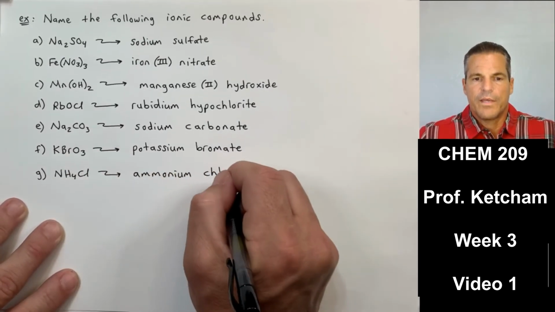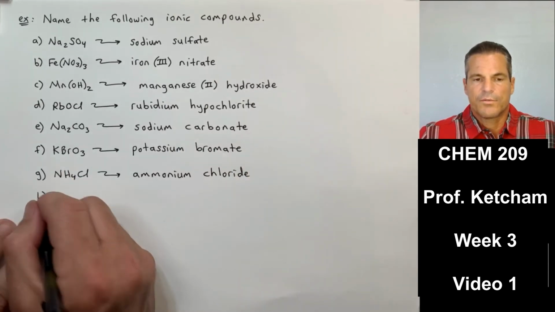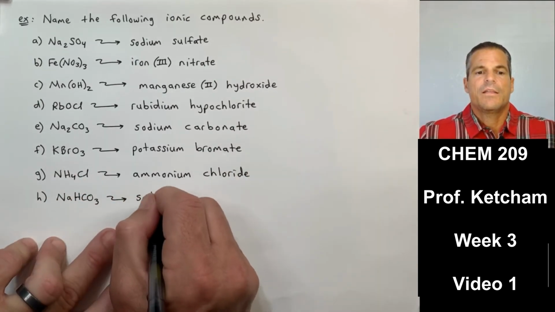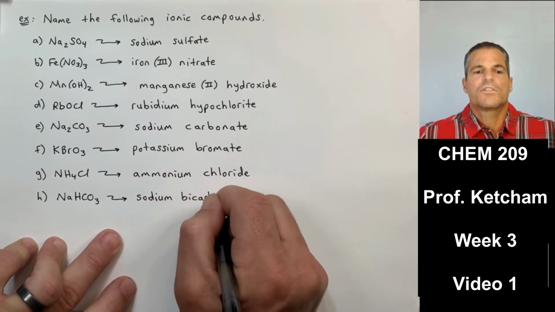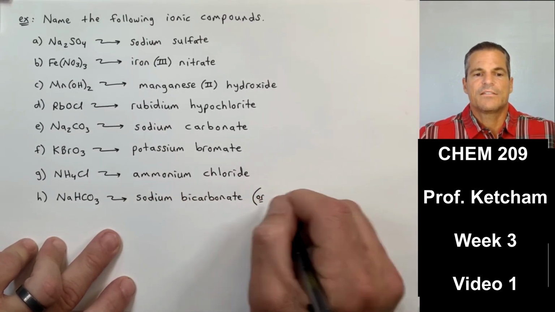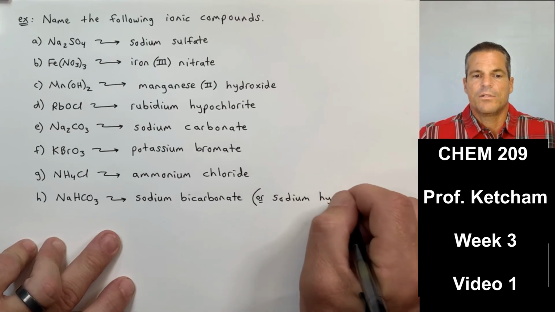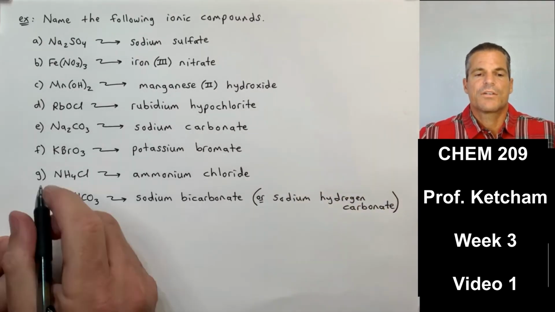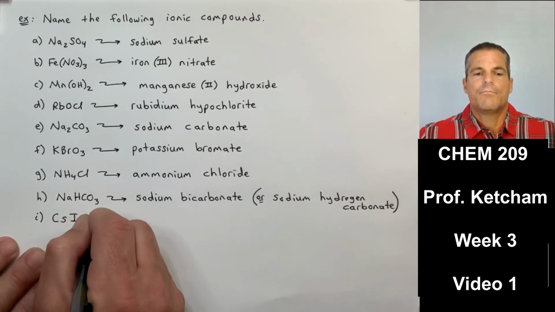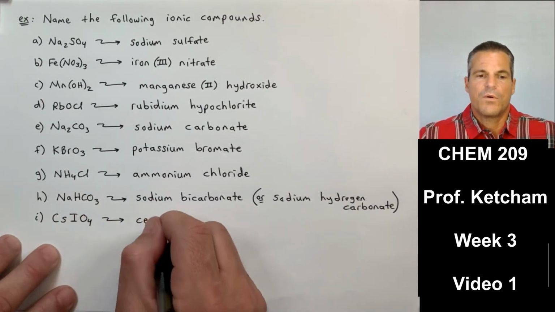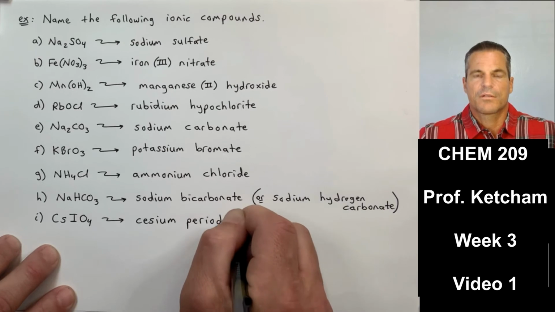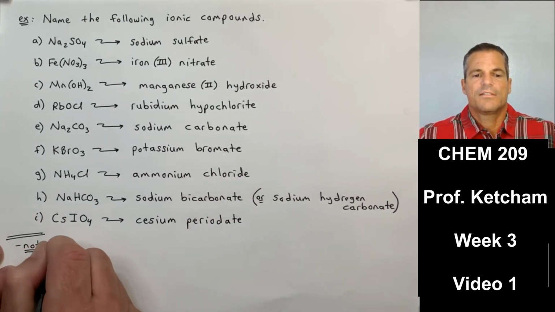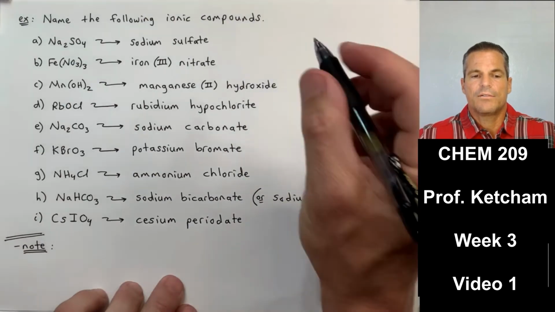F, potassium bromate. Potassium is always a +1, group 1. It's understood. We don't need a Roman numeral. NH4Cl, well, that NH4 clump there is the polyatomic cation, the only one. Ammonium chloride. H, this is sodium bicarbonate, or if you want, sodium hydrogen carbonate. I, this is cesium periodate.